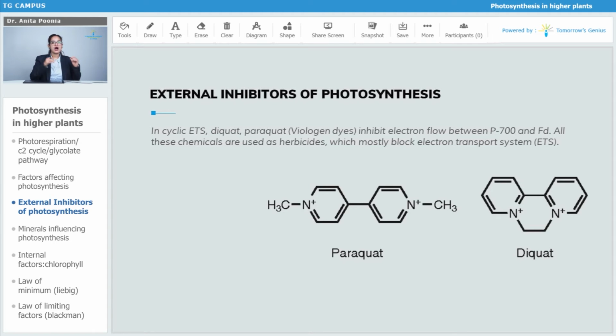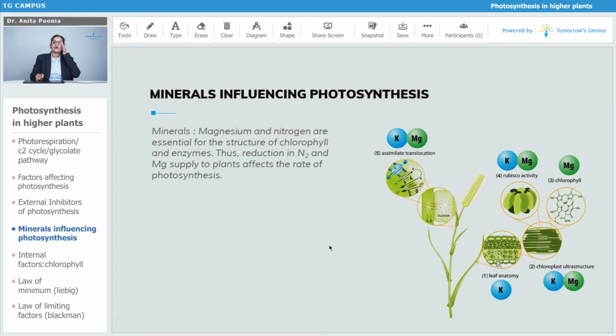Now you know how these herbicides help in the eradication of weeds, because they have this tendency to block photosynthesis and thus automatically kill the plant. So this is the paraquat and this is the diquat. Now talking about another thing, that's the minerals.